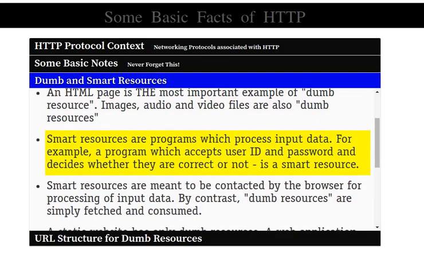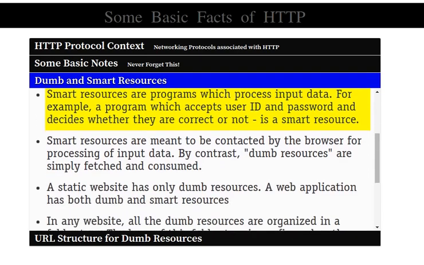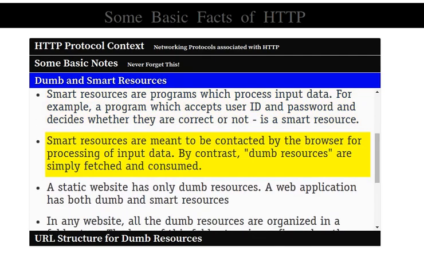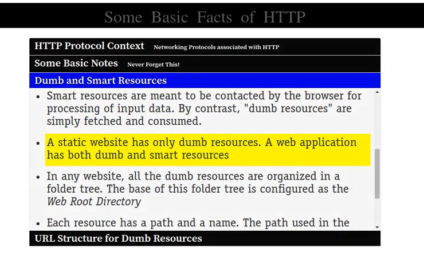Smart resources, on the other hand, are programs which process input data. For example, a program which accepts user ID and password and decides whether they are correct or not is a smart resource. Smart resources are meant to be contacted by the browser for processing of input data. By contrast, dumb resources are only fetched and consumed. A static website has only dumb resources. A web application, on the other hand, has both dumb and smart resources.